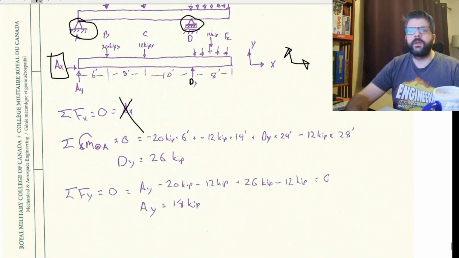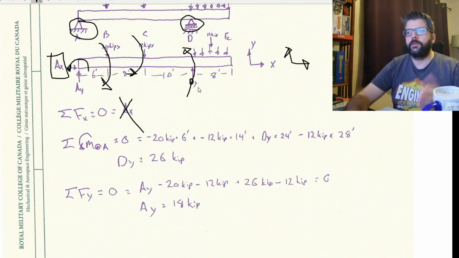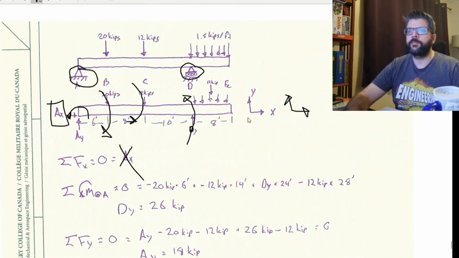Next thing we're going to do, we're going to take the moment about A. So moment about that point. So we've got the 20 kips. Again, that's going to be a negative moment. This 12 kips here at 14 feet, that's going to be a negative moment. This reaction here at D, that's going to be a positive moment, assuming the direction is correct, which it is. And the moment caused by the resultant of this distributed load.